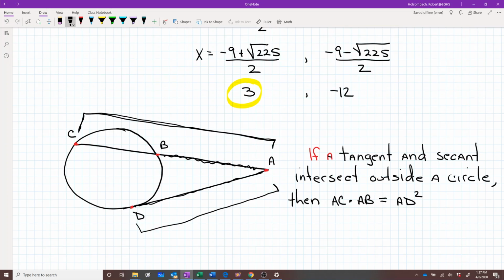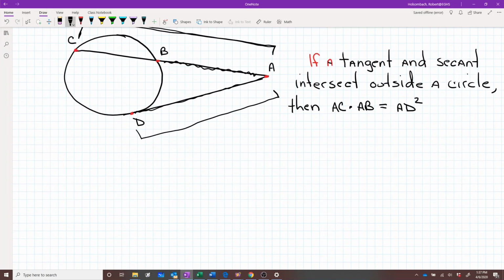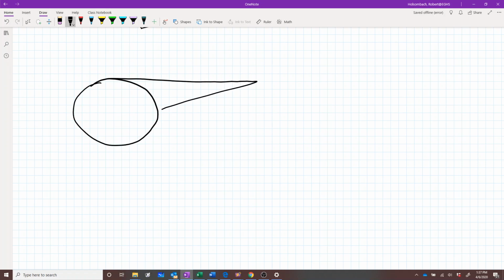So let's do a problem and see how this works. Here's our circle. Our tangent. And our secant. Alright, P to Q is 8 units. S to R is 7 units. R to Q is X units.